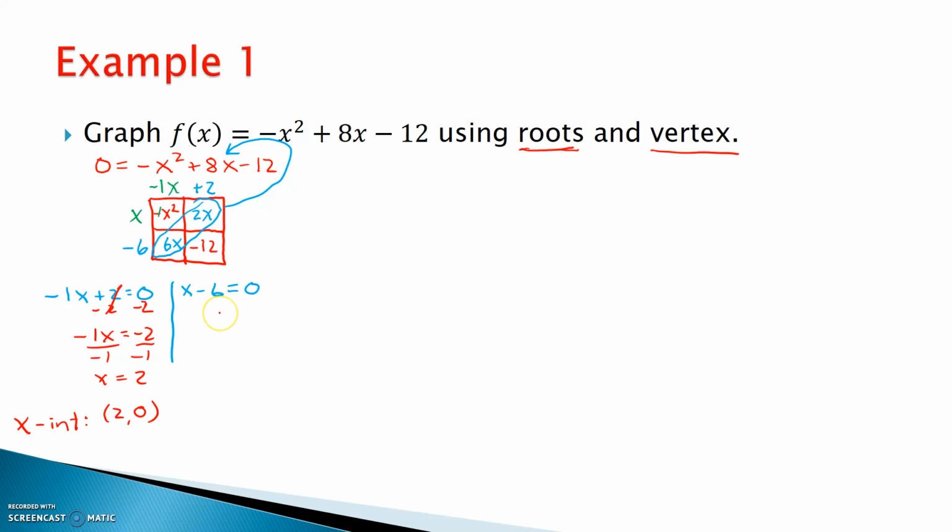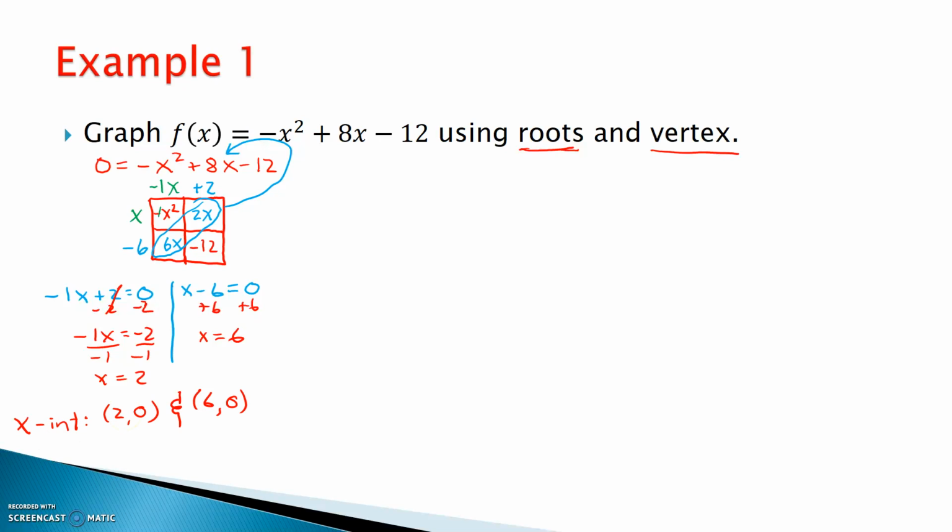Now let me solve the other one because I do have two x-intercepts. I do +6, and I get x is equal to 6. And one more time, what is my second x-intercept? It's going to be 6 comma 0. So make sure you label your x-intercepts like that.